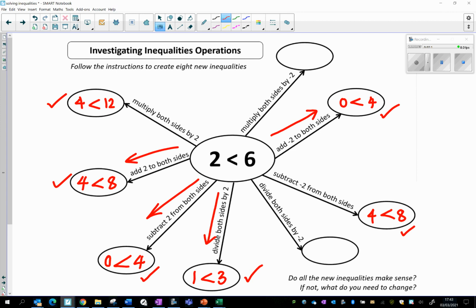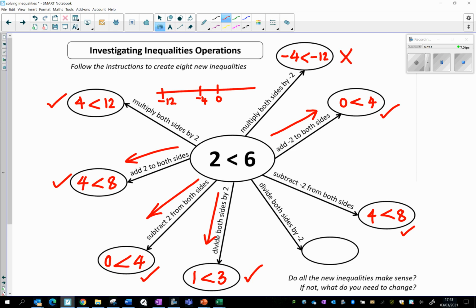I've deliberately left these last two until last. Let's have a look at what happens when we multiply both sides of our inequality by -2. So 2 multiplied by -2 is -4, and 6 multiplied by -2 is -12. And let's write down the inequality, and let's just think which of those two numbers is actually bigger. Well, if you think of a number line, there's 0, there's -4, and -12 is down here somewhere. -12 is actually smaller, or -4 is the bigger one. That inequality is no longer true.